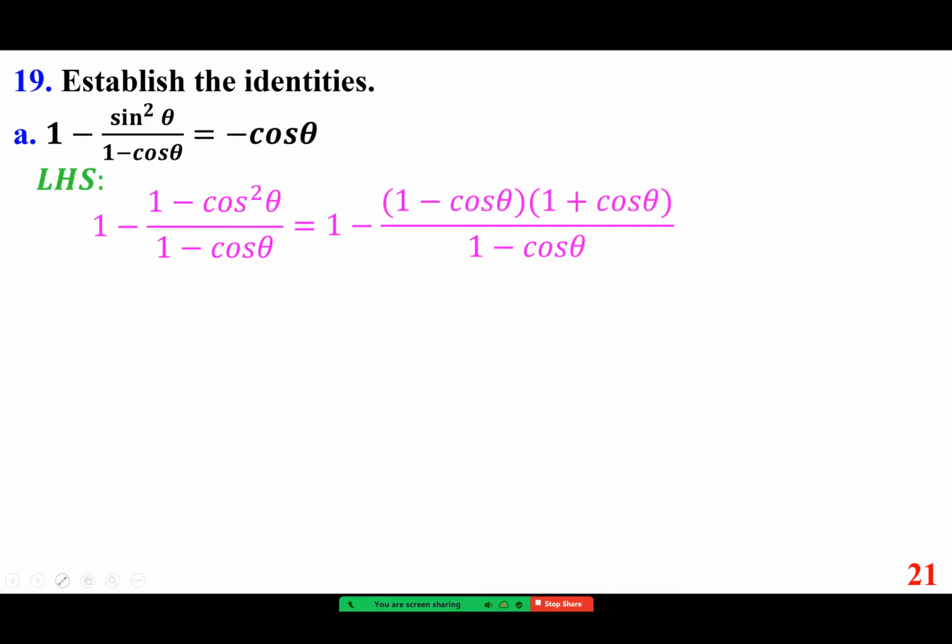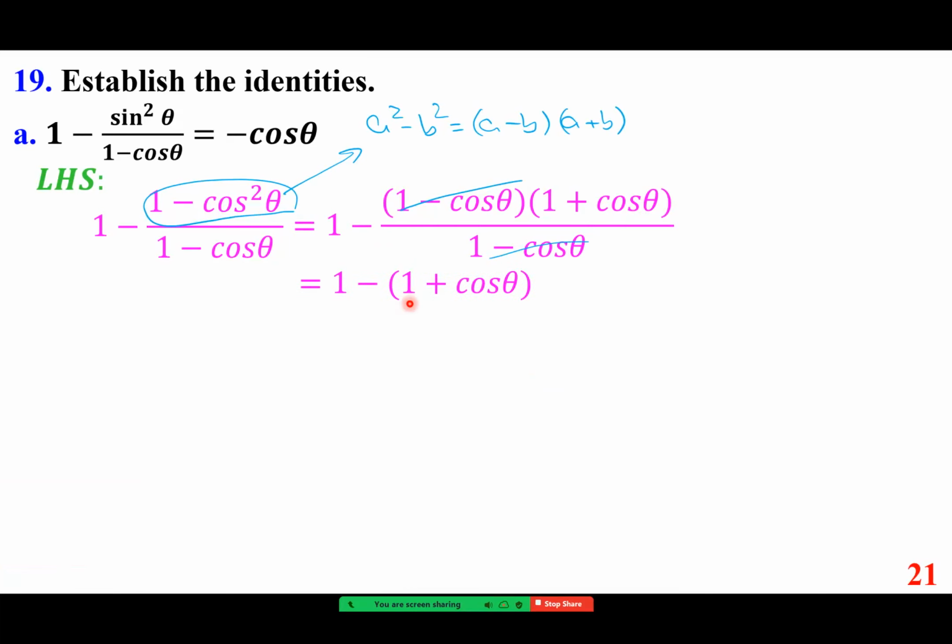Class, let me also write that. So I am looking at a squared minus b squared, which is a minus b, a plus b in any order. And so 1 minus cosine theta cancels out. We have 1 minus the parentheses, so 1 minus 1 plus cosine theta is simply negative cosine theta, and that's the final answer.